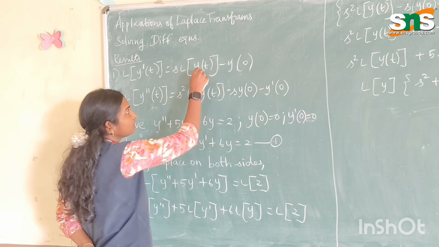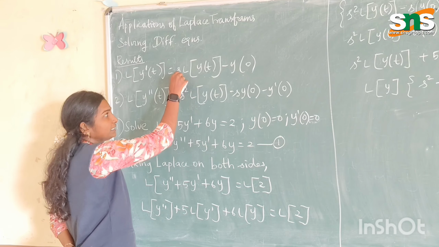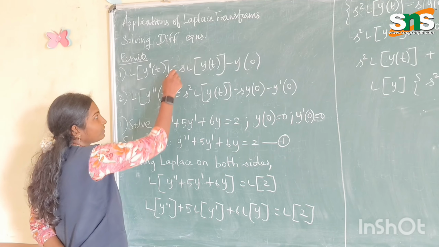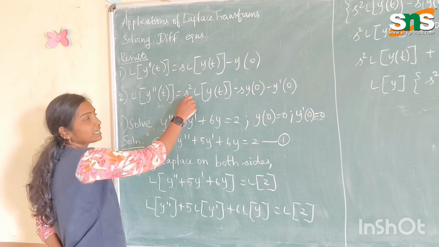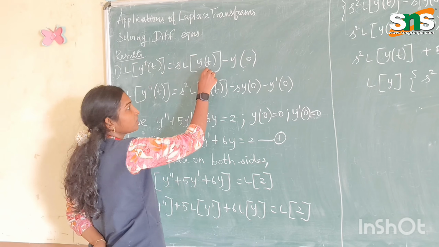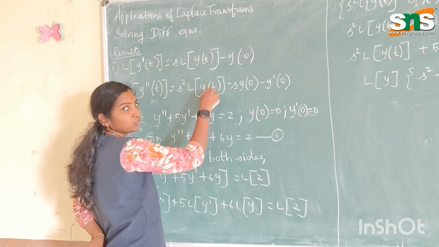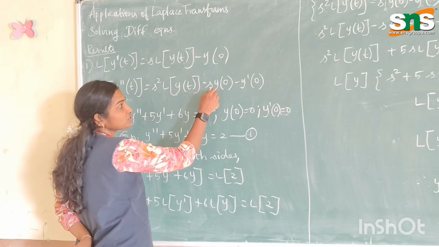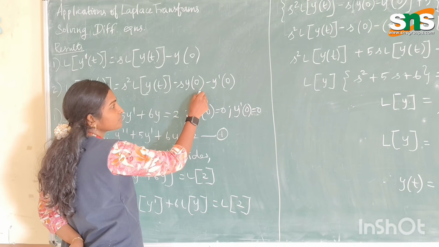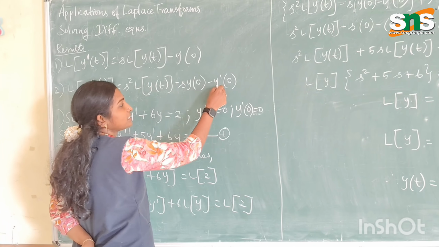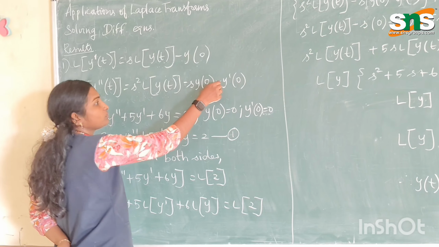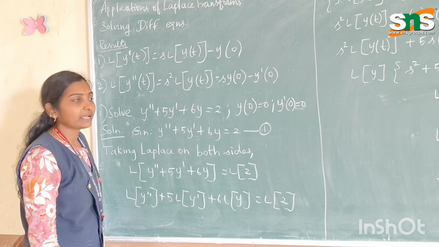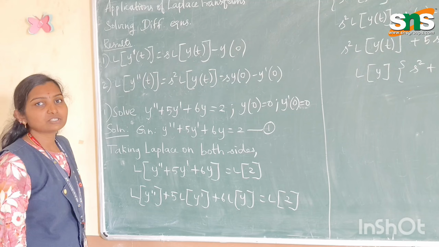In the first term, the s power will always be there. Since it is a single derivative, it starts with s power 1. Since it is a double derivative, it starts with s power 2. The first term will always contain L of y of t in both cases, and the second term will be y of 0, with s's power reduced, therefore s to the power 1 into y of 0. The next term is minus y dash of 0. Everywhere you will have the negative symbol only. This is how you remember the formula to find the solution of the differential equation.